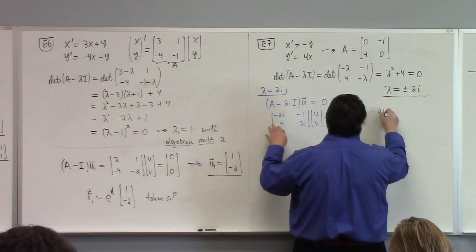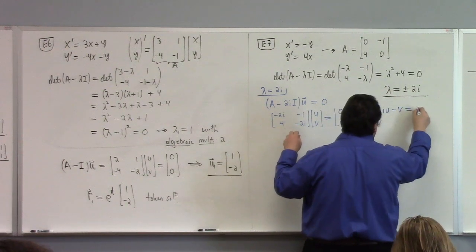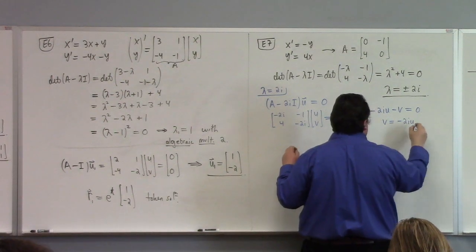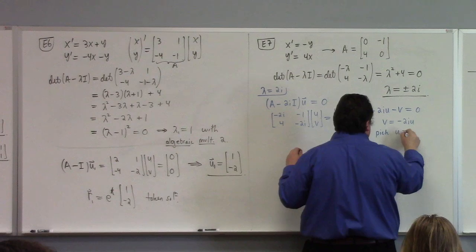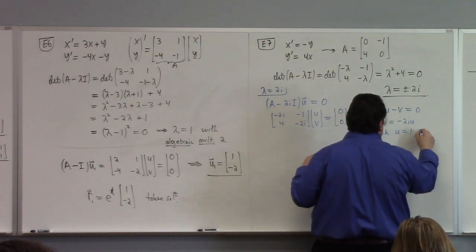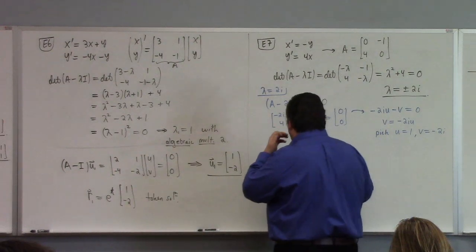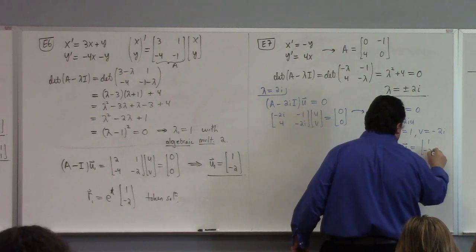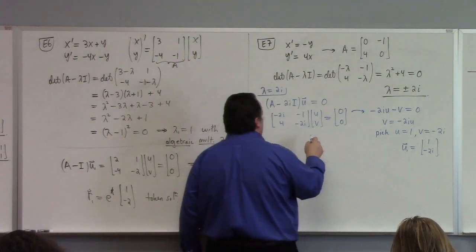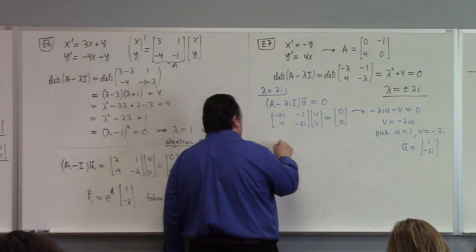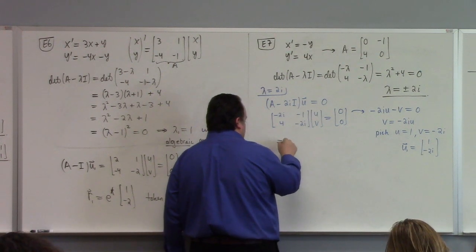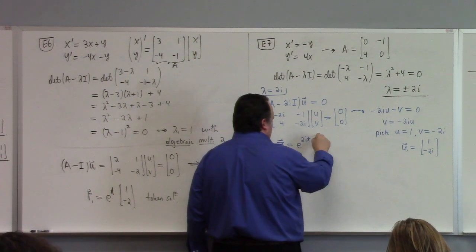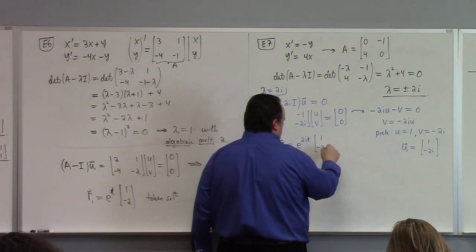The first one gives me -2iu - v = 0, which gives me v equals -2iu. So I'll pick u equals 1, because why not? That gives me v is -2i. And so apparently my complex eigenvector would be (1, -2i). And so my solution then, which I'm going to use a z for because it's complex, the z vector would be e^(2it) times my (1, -2i), right?